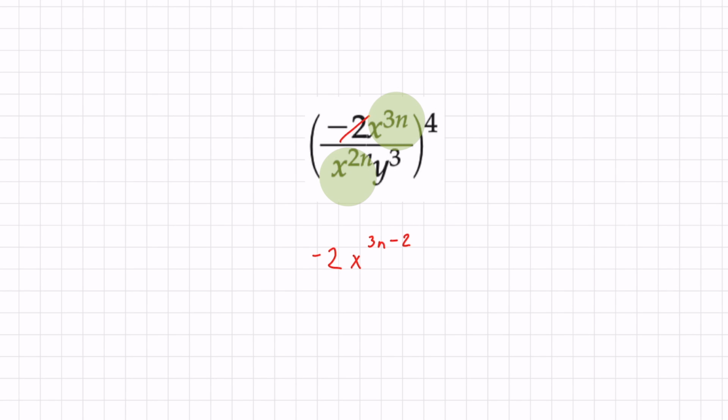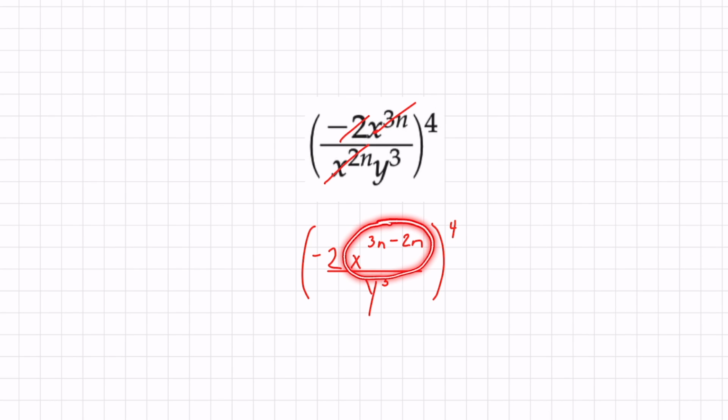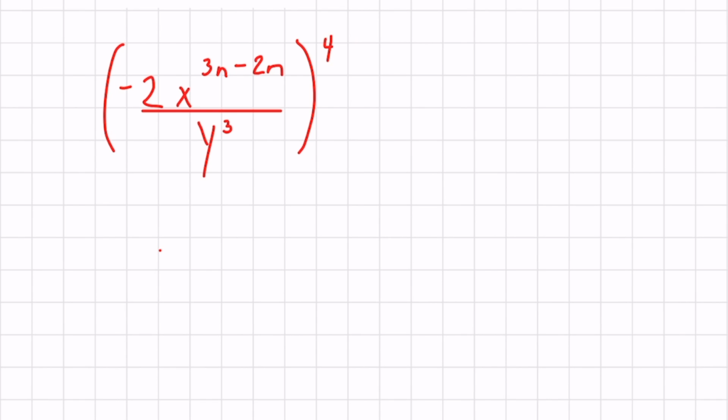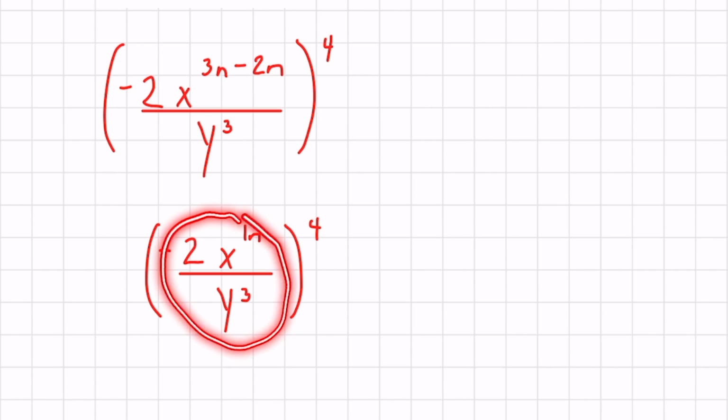3n minus 2n. y to the 3rd is in the denominator. We're going to keep that at the bottom right there, and that is raised to the 4th power. So simplify a few things. I just wrote this part so you guys see how it becomes 1n, because 3n minus 2n is 1n. So let's rewrite that. Negative 2x^n over y to the third, and that is all raised to the fourth power. And now there's nothing left on the inside that I can do.